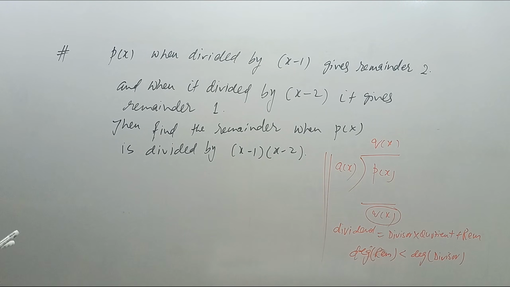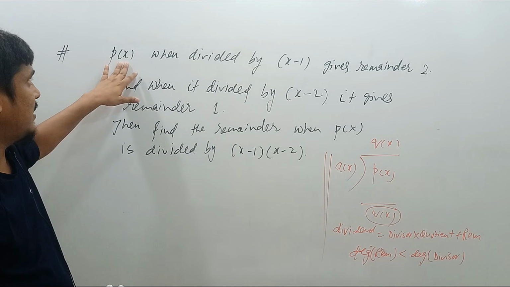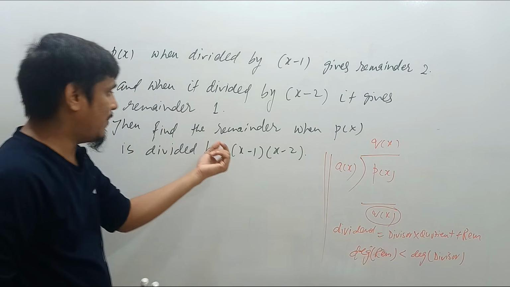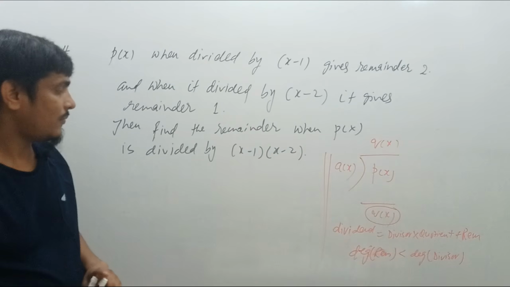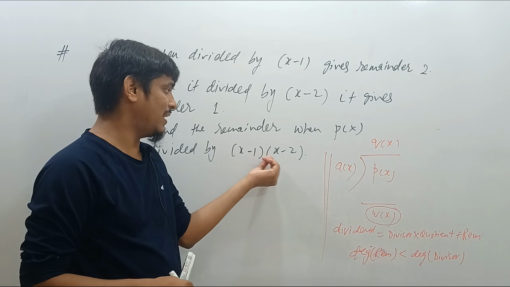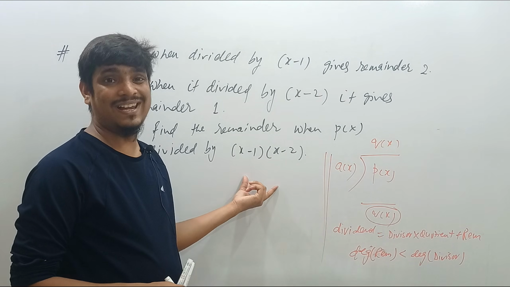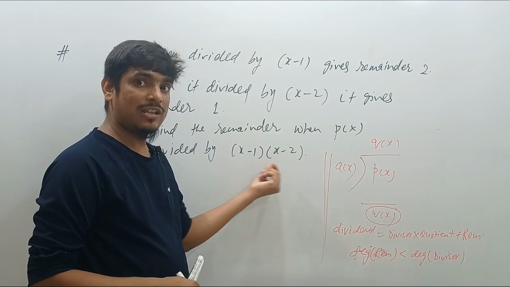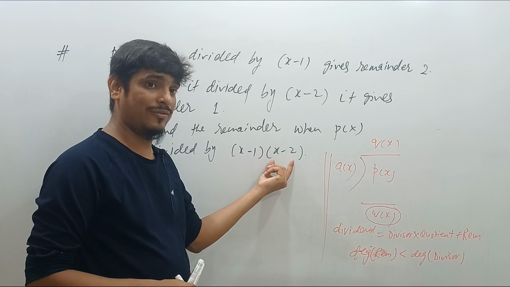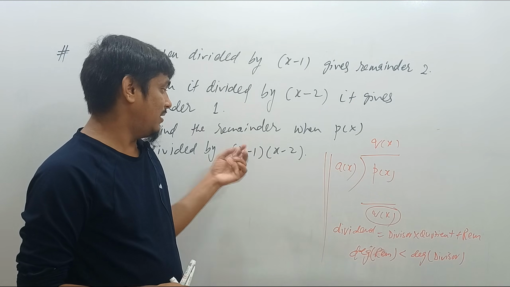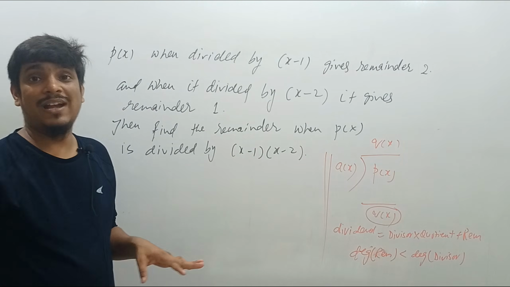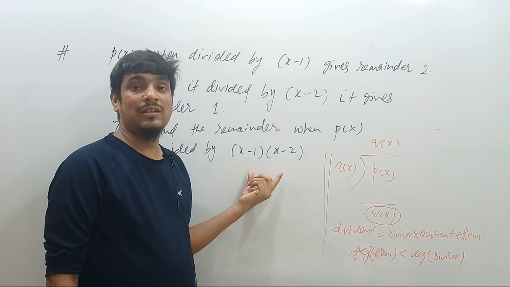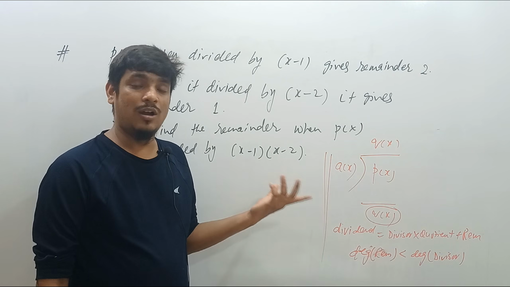So what polynomial do we have? We have polynomial p(x), and we are dividing it by x minus 1 times x minus 2. What will be the remainder? This x minus 1 times x minus 2 is nothing but a quadratic, since once you expand it, the product of these two linear factors gives a quadratic. So the divisor is quadratic, which means the degree of the remainder will be less than that, so the remainder will be linear or might be constant.